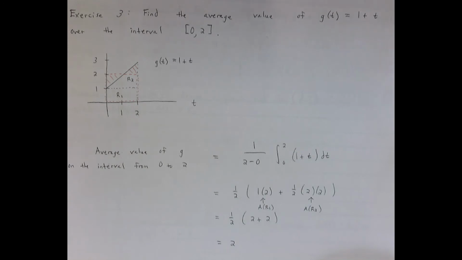Area of region 1 is simply 1 times 2, the height of that rectangle times the base, plus the area of region 2 is simply 1/2 times 2 times 2, the area of that triangle, 1/2 base times height. So we end up with 4 for the area under the curve, and we multiply by 1/2, giving us 2 for the average value.